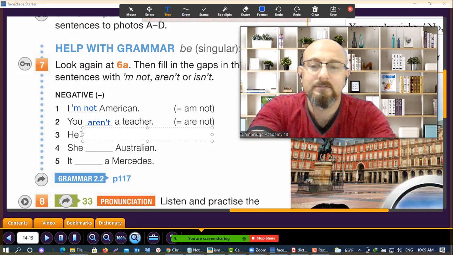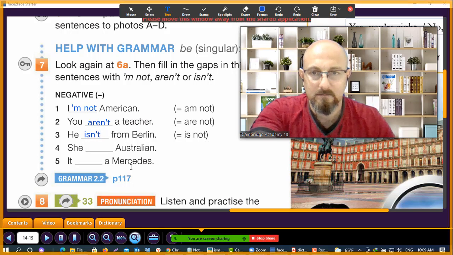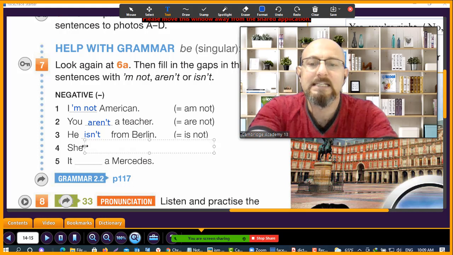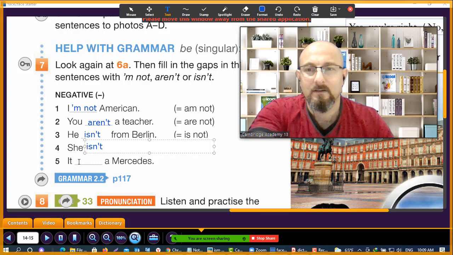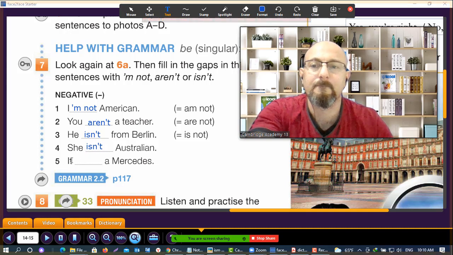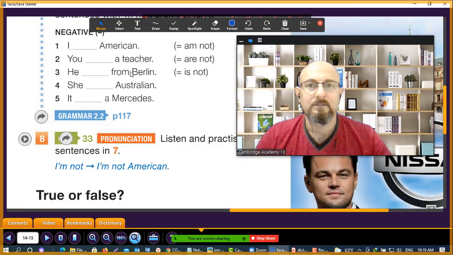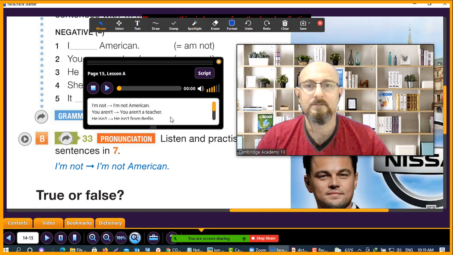Number three. We say he isn't. Write he isn't from Berlin. Okay, Rakan, number four. She isn't Australian. We always speak with contractions. Yes, Australian. Okay, Usama, five. It isn't a Mercedes. Very good. Isn't. So, let's go to track 33.